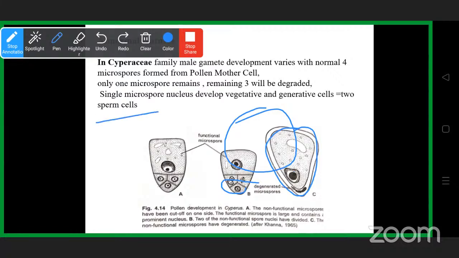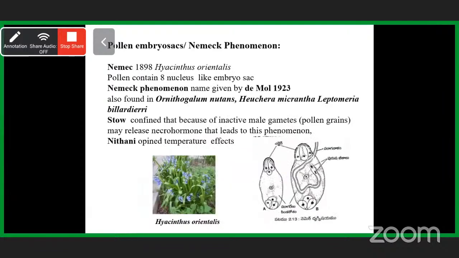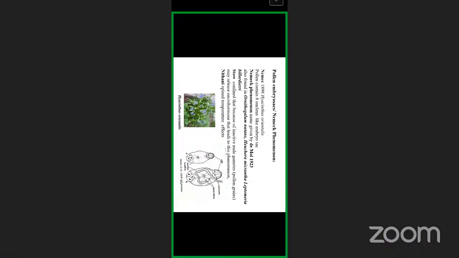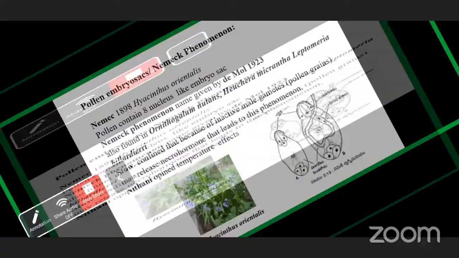This is there in the Cyperaceae family. It is an advanced type of pollen: only one pollen forming from the pollen mother cell. Very important. And then another most important is the Nemec phenomenon. This is also very important in competitive exams and in short answers. Cyperus pollen and Nemec phenomenon, these two are very important from the short answer point of view, and even from the competitive examination point of view.